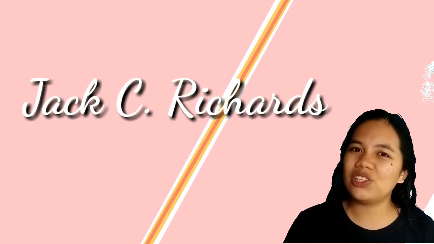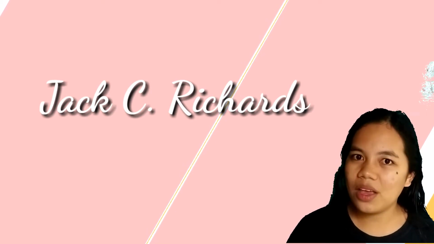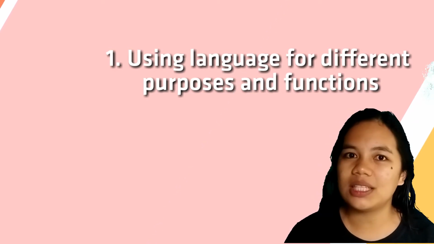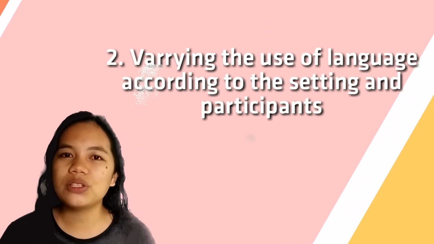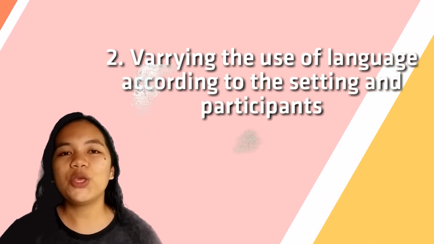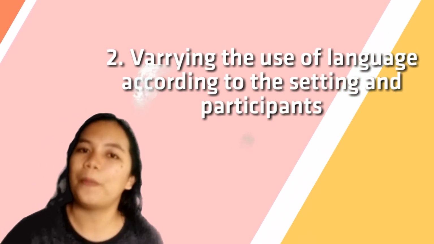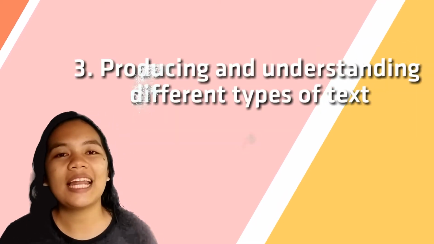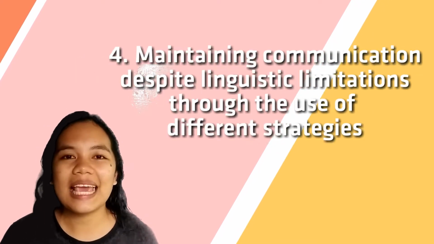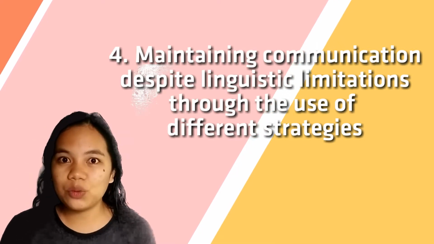According to Jack C. Richards, a learner can develop communicative competence by, first, using language for different purposes and functions. Second, varying the use of language according to the setting and participants. So, you have to use language suitable to the settings and to the participants as well. Third, producing and understanding different types of text. Fourth, maintaining communication despite linguistic limitations through the use of different language strategies.